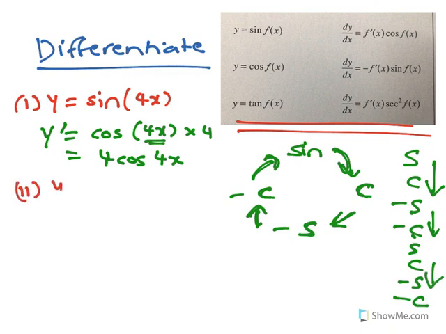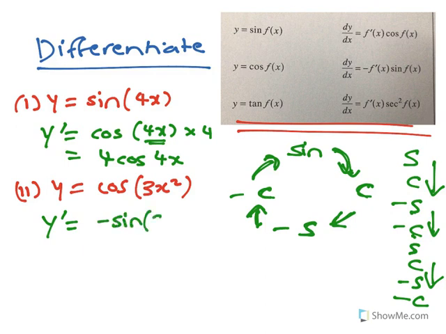Okay. So if we had y equals cos 3x squared, then when you're finding the derivative, cos goes to minus sine 3x squared, and then times the derivative of the inside, which is 6x. So it's minus 6x sine 3x squared.